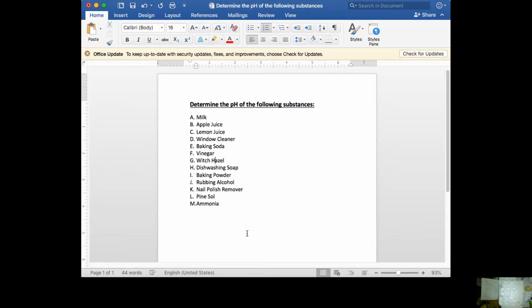Your guess goes on the left-hand side. What do you think the pH of milk is? What do you think the pH of apple juice is? Lemon juice, window cleaner, baking soda, vinegar, witch hazel. If you don't know what witch hazel is, it's like an astringent. People will use it to clean their skin. It removes the dead skin cells and all that from your skin.